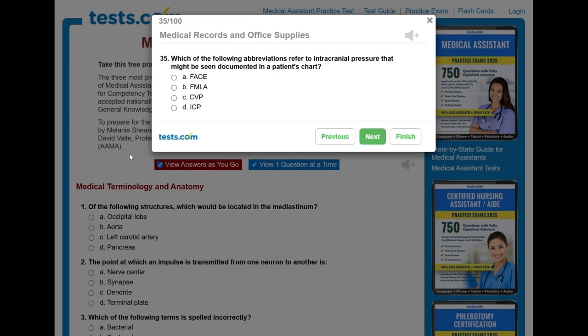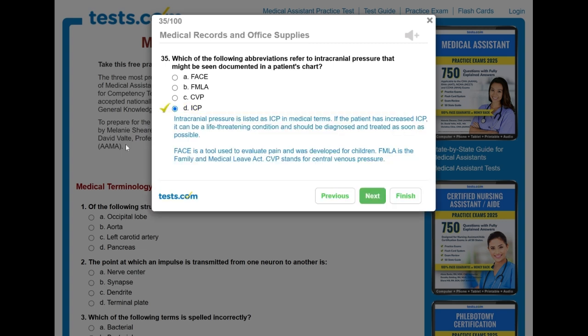Question 35. Which of the following abbreviations refer to intracranial pressure that might be seen documented in a patient's chart? A. FACE, B. FMLA, C. CVP, D. ICP. D. ICP. Intracranial pressure is listed as ICP in medical terms.